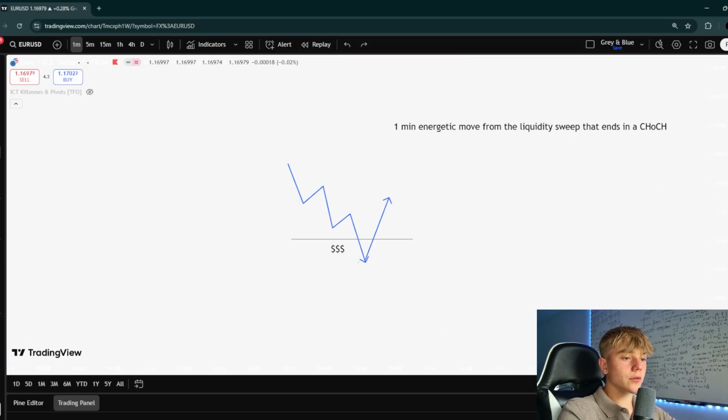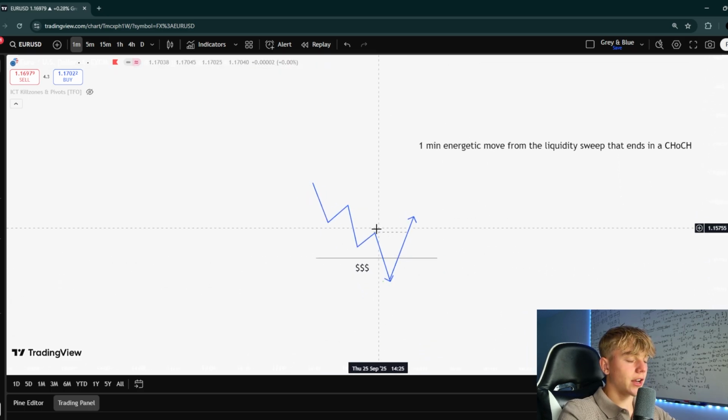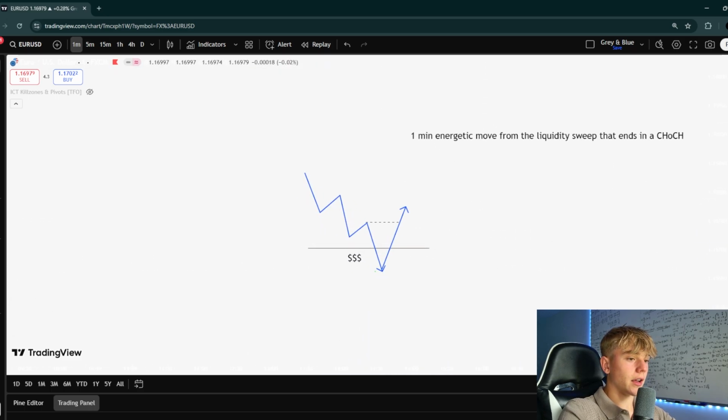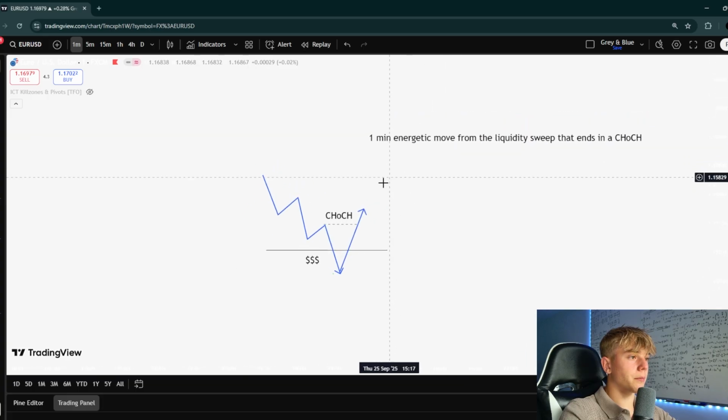So this is pretty much all we want to look for. We want to be looking for something like this: liquidity being swept, and then price changing character above a previous high, like so. And at this dash line would be our change of character. So that is basically what this confluence means broken down.